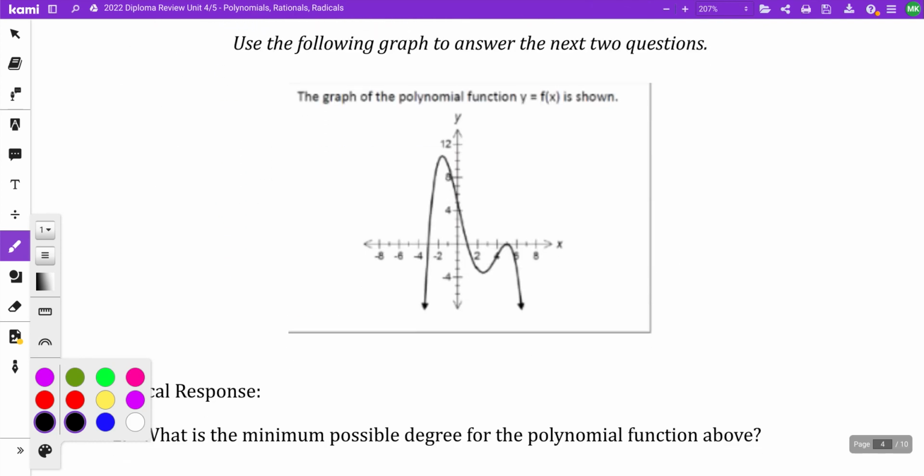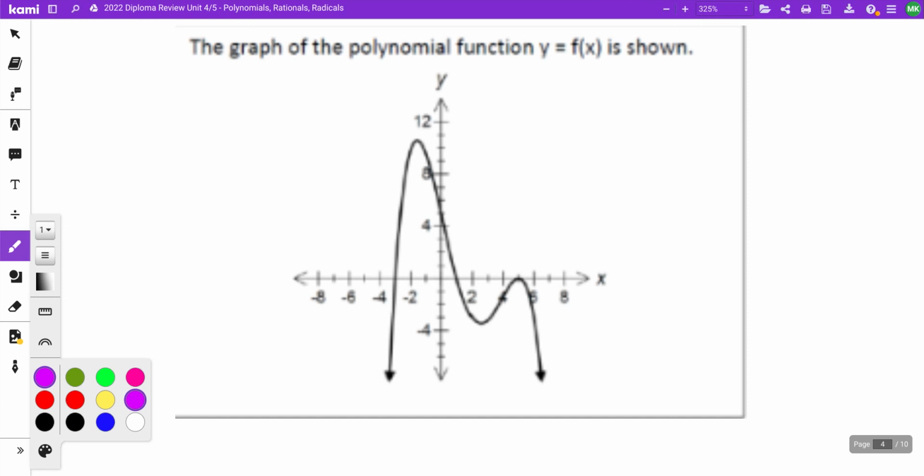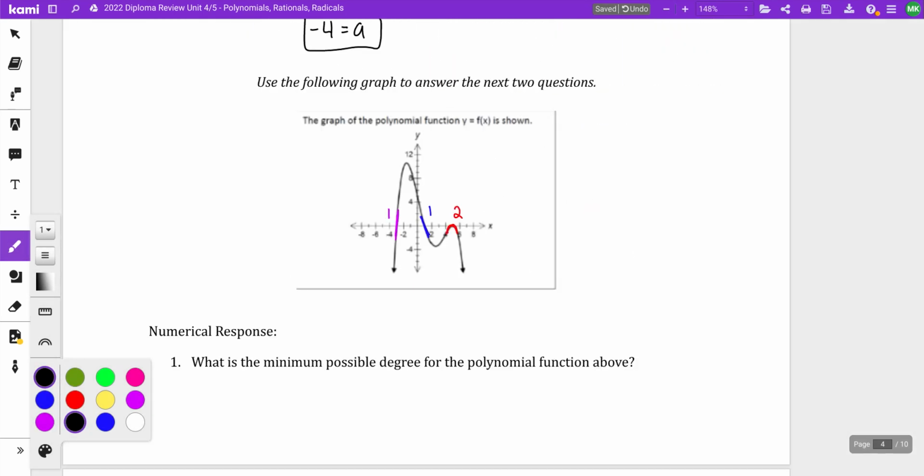Let's look at this guy. What is the minimum possible degree for that polynomial function? You get your degree from the x-intercepts, right? Look at the behavior of your x-intercepts. This one slashes through, so that's multiplicity 1. This one slashes through, that's multiplicity 1. This one makes that little tangent point, that's multiplicity 2. That means the minimum possible degree is 4, because I would have an x times an x times an x squared.